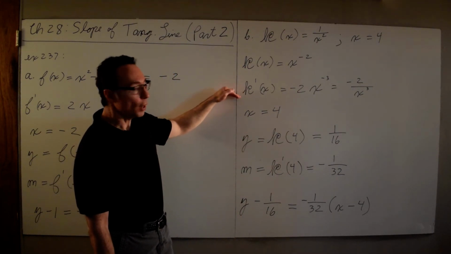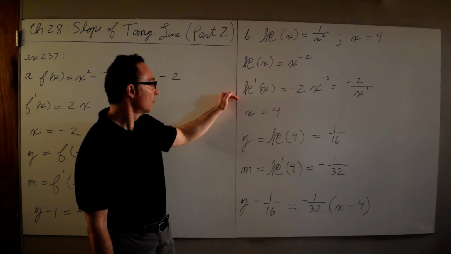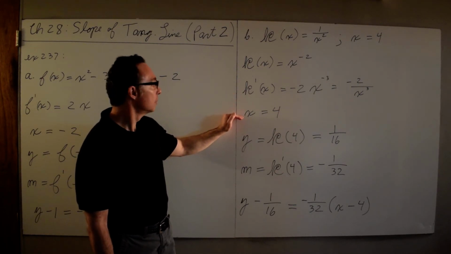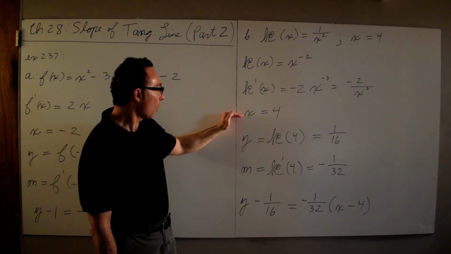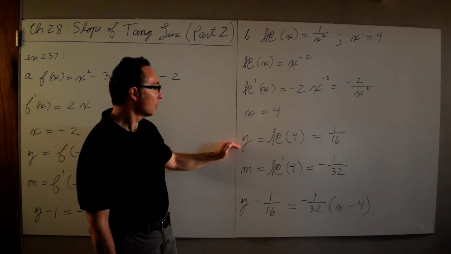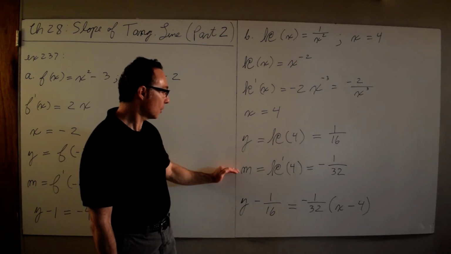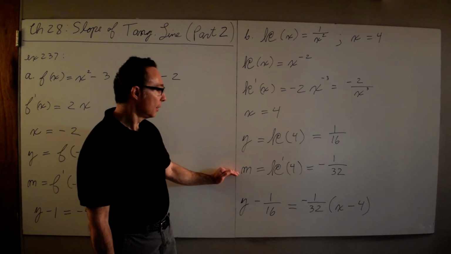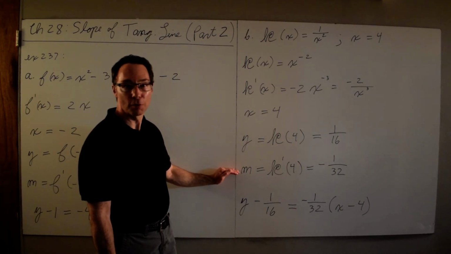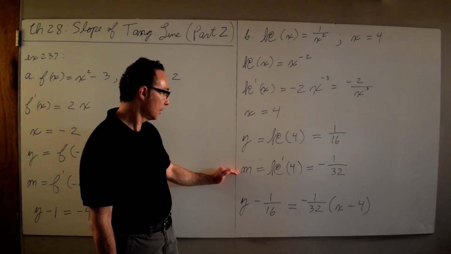So we wanted the equation of a line. Again, we need an x-coordinate, a y-coordinate, and a slope. We're given an x-coordinate. It's 4. To find the y-coordinate, we substitute 4 for x into the function. So k of 4 is 1/16. To find the slope, we substitute 4 into the derivative of the function. So k prime of 4 is negative 1/32.